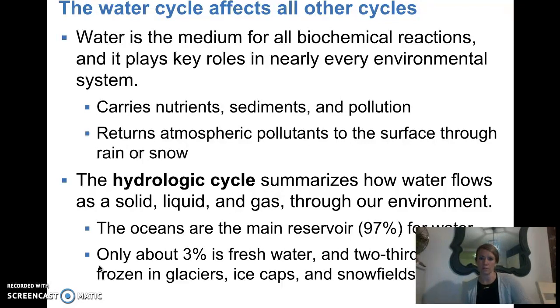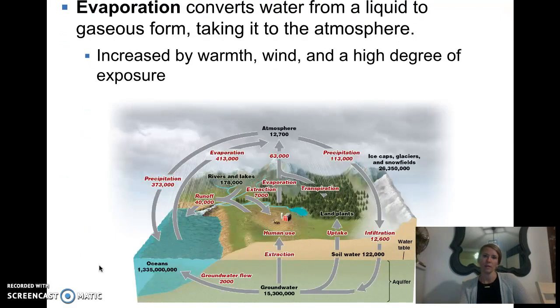So the oceans are the main reservoir of water, 97%. But the reason why sometimes we have water shortages is because we can't process that water because it's salt water. Only about 3% of the Earth's water is fresh water, and 2/3 of that is frozen in glaciers, ice caps, and snowfields. So only 1% of the earth's water is available to us as fresh water.